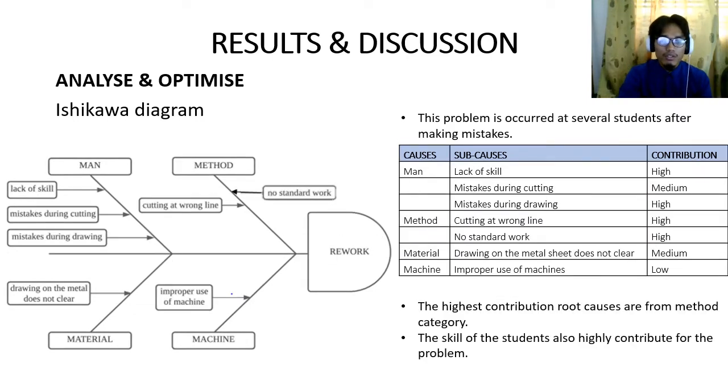Next, this figure shows the root causes for rework problem. This problem occurred at several students after making mistakes during the fabrication process. From this table, the highest contribution root causes is from methods category. The skill of students also highly contribute in this problem.